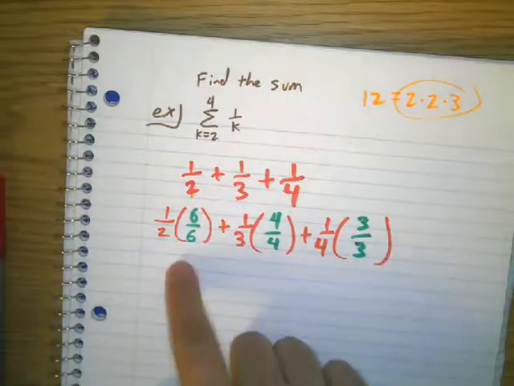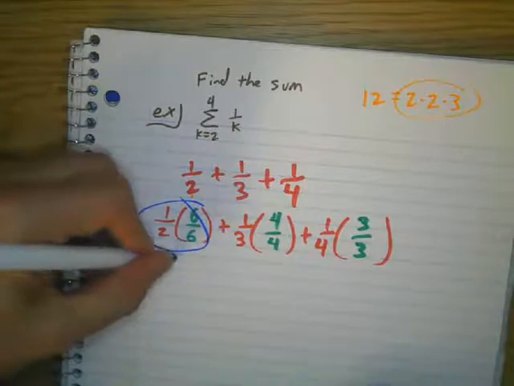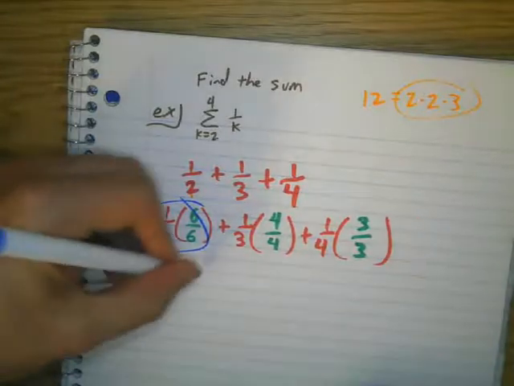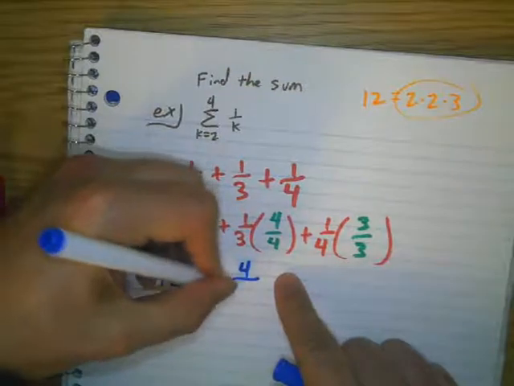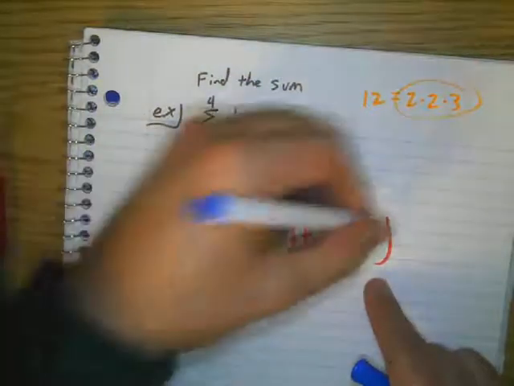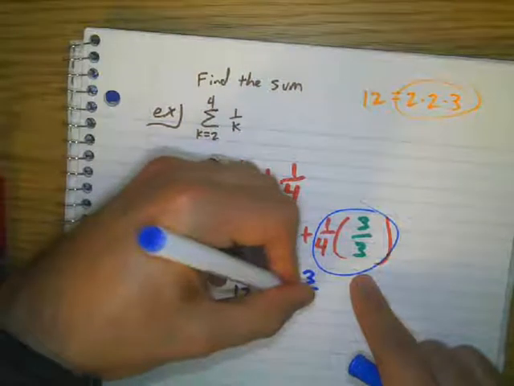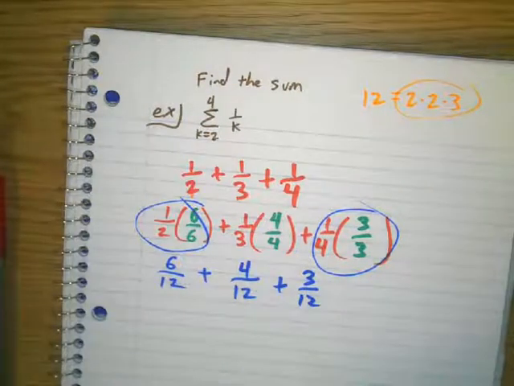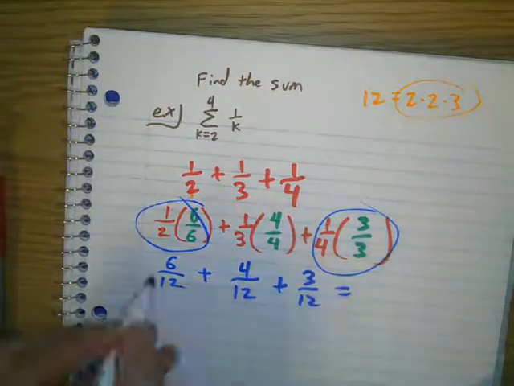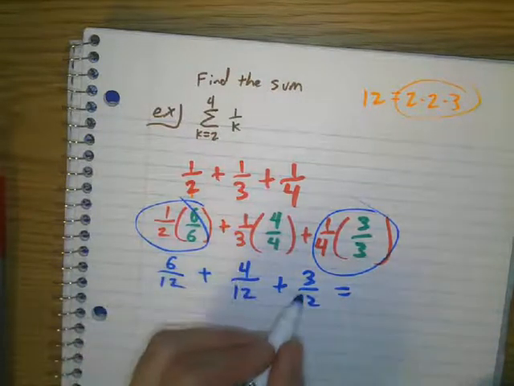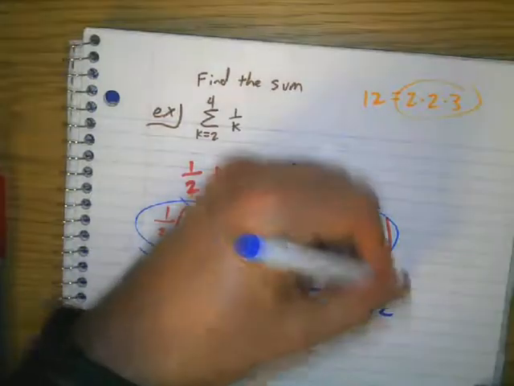Okay, so this first fraction becomes 6 over 12. This other fraction becomes 4 over 12. And this last fraction becomes 3 over 12. Okay, so let's add these all together. We get 6 plus 4 plus 3 is going to give me 13 over 12. And that is the sum.